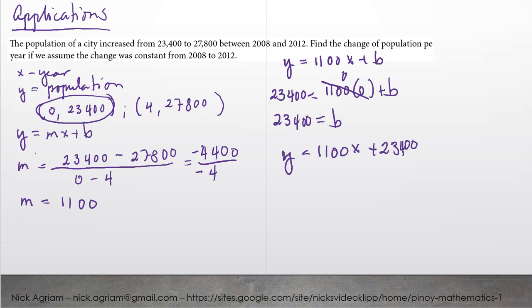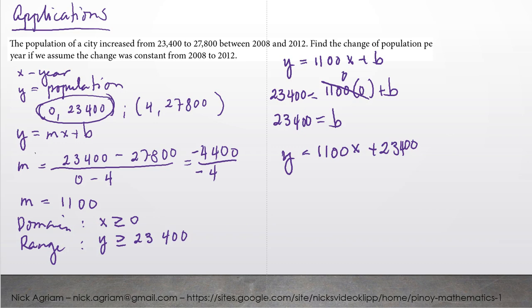Do you remember the domain and range? So my domain here now is X is greater than or equal to 0. I cannot have X as a negative; time can never be negative. And for the range, we have Y is greater than or equal to 23,400.